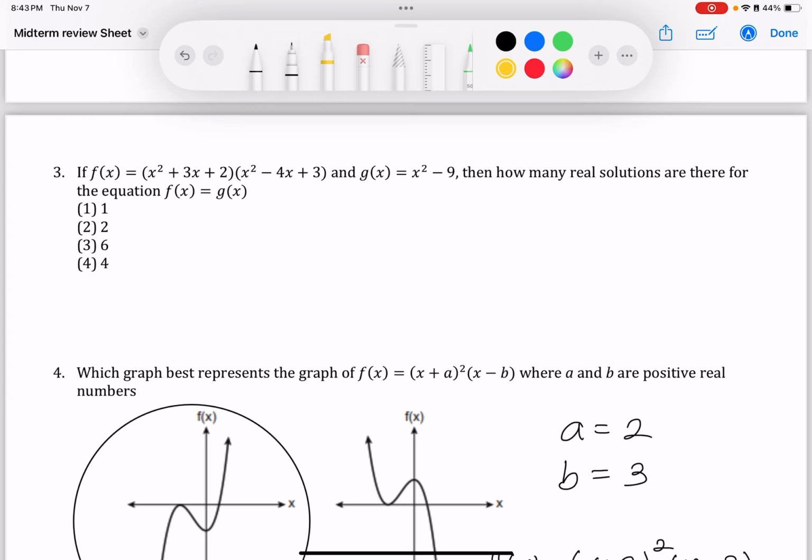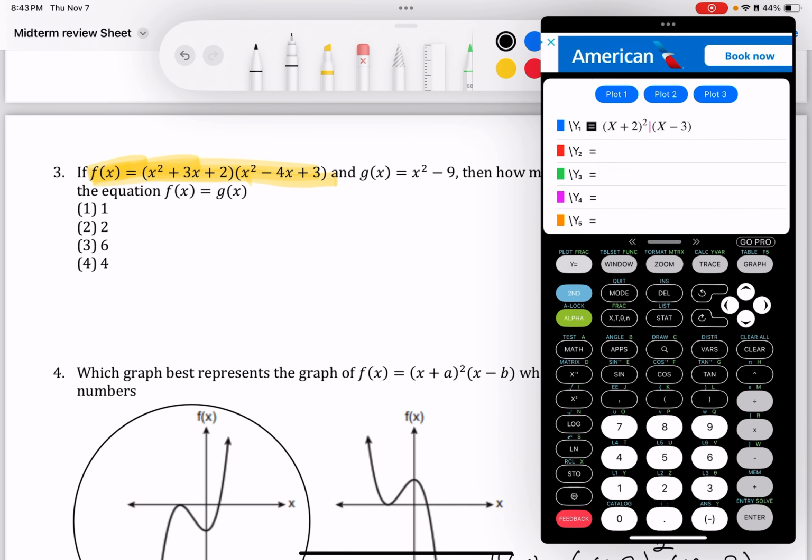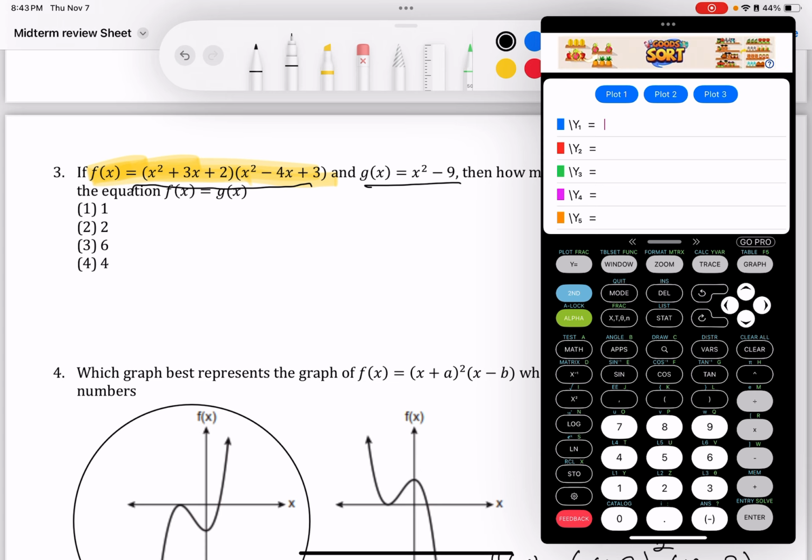This here looks really complicated. So I don't want to try to do this algebraically. I'm going to use my resource, which is my graphing calculator, and I'm going to clear this, and I want to enter f and g into my calculator. So for y1, let's enter in f of x the way we see it.